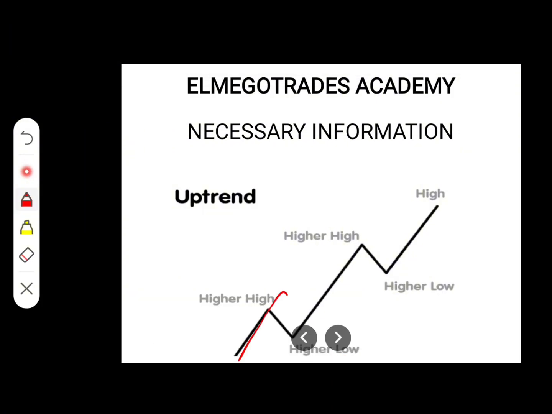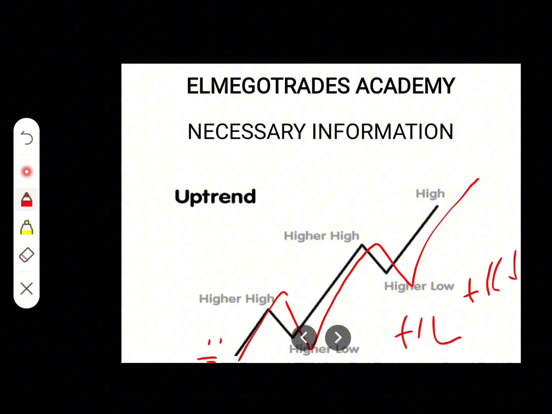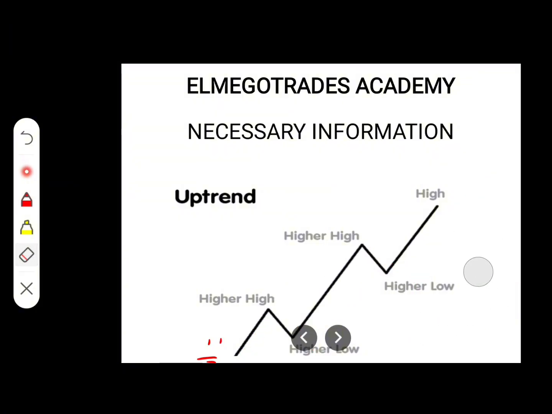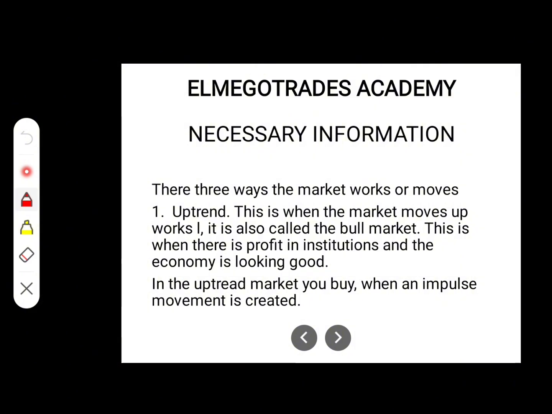Uptrend means the market is going up, down, up, down, up, down, creating higher lows and higher highs. So that's what the market is doing here. The market is creating higher lows and higher highs, higher lows and higher highs. So as the market is moving, where are you expecting to enter the market from? If the market is moving up, it's expected that you enter the market from here.